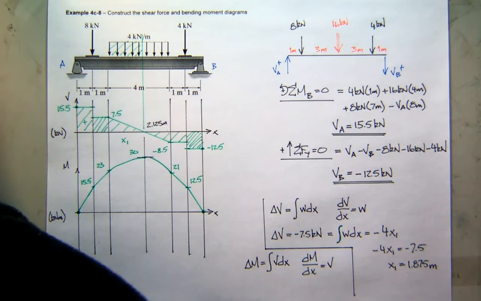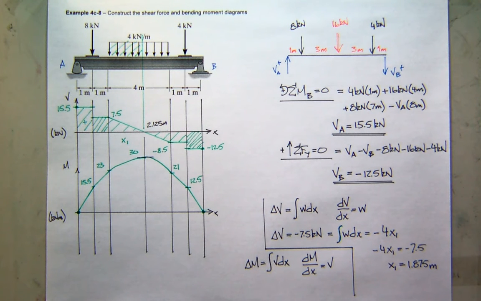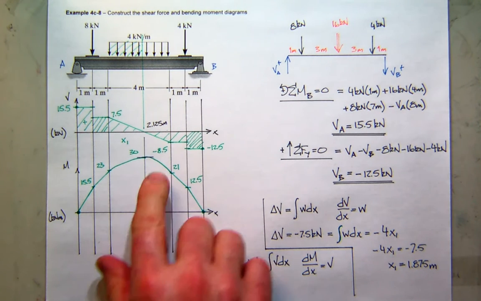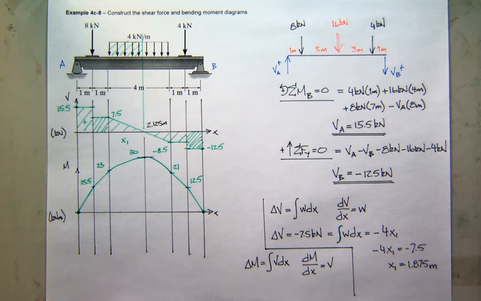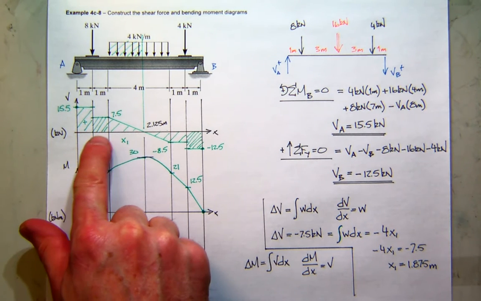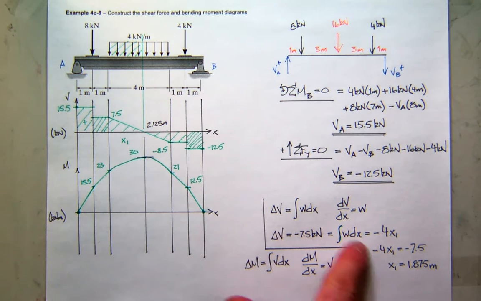So where is the maximum moment in this beam? That's the value. Where would it be located? It looks like 1 meter plus 1 meter plus x1. It looks like 3.875 meters from A.